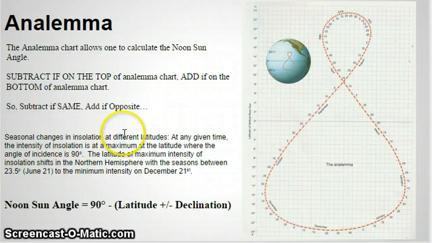Seasonal changes in insolation occur at different angles. At any given time, the intensity of insolation is at a maximum at the latitude where the angle of incidence is 90 degrees, or closest to 90 degrees. The latitude of maximum intensity of insolation shifts in the northern hemisphere with the seasons, from the maximum on June 21st to the minimum intensity on December 21st. So on June 21st, it's most directly above in the northern hemisphere. On December 21st, it is located in the southern hemisphere, directly over the Tropic of Capricorn, and the northern hemisphere is receiving the lowest amount, or the minimum intensity.